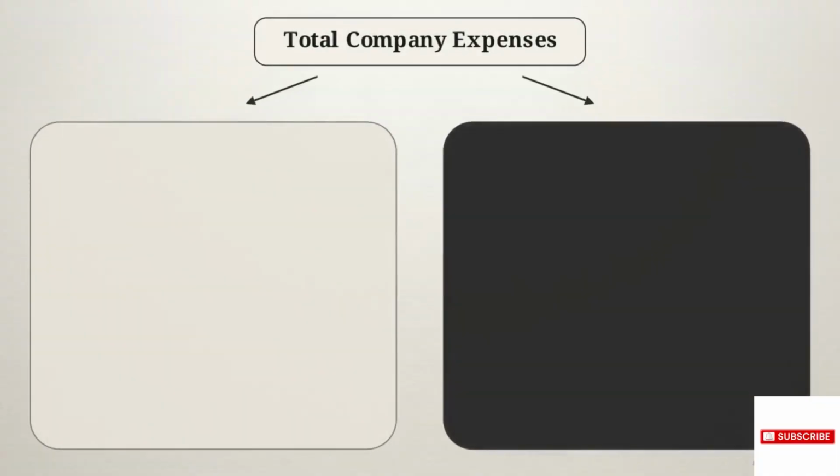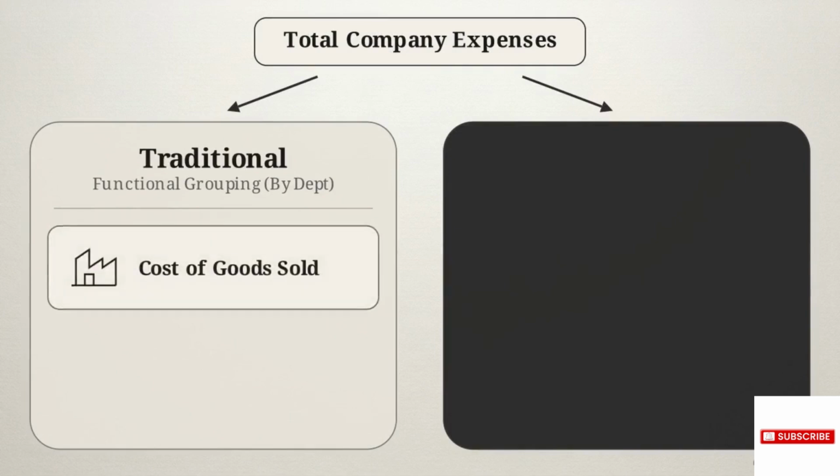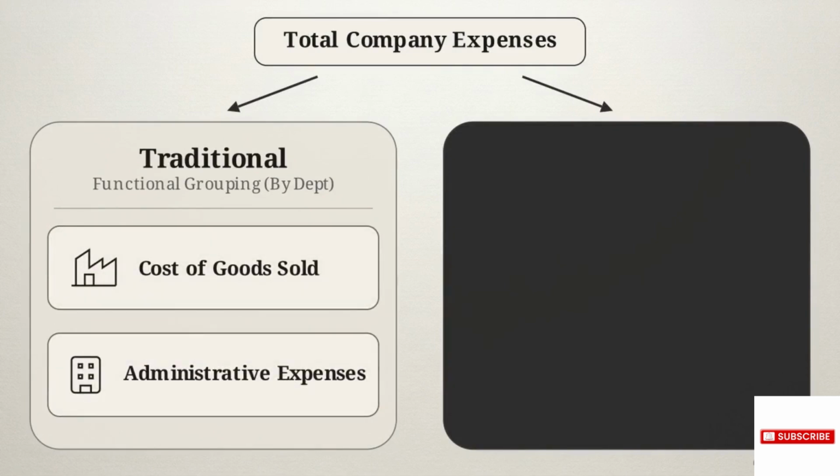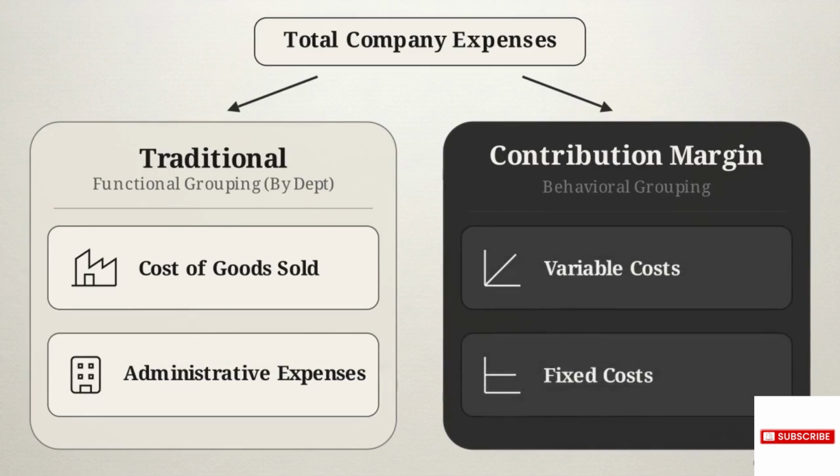This diagram shows the structural difference between the two approaches. On the left, the traditional statement groups expenses by department, placing costs into buckets like cost of goods sold and administrative. On the right, the contribution margin format separates expenses strictly by how they behave, either variable or fixed.